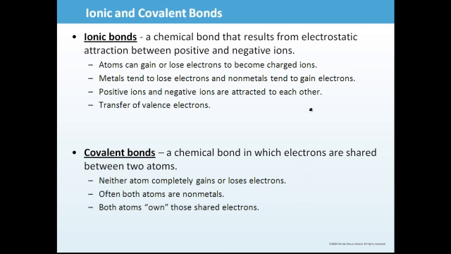The first one we call an ionic bond. This is a chemical bond that results from electrostatic attraction between positive and negative ions. The way that happens is atoms will gain or lose electrons to become charged particles. Generally speaking, metals will lose electrons and the nonmetals will gain those electrons. We'll talk in a moment as to why that's the direction it happens. When the metals lose an electron, what's left behind is a positive ion, and when the nonmetals gain electrons, they become negative ions.